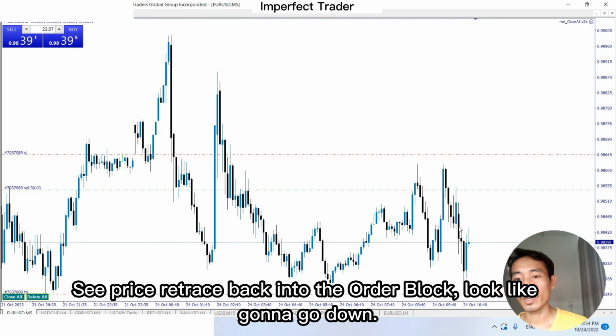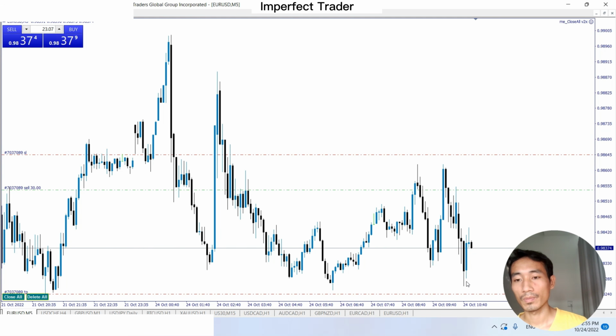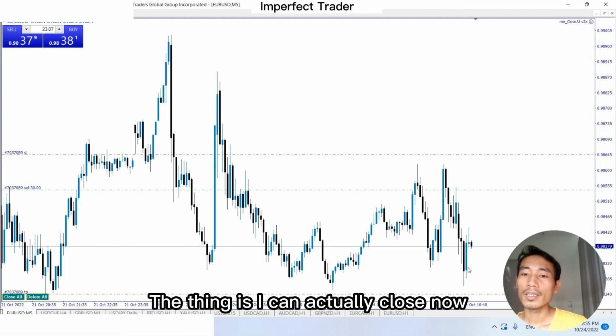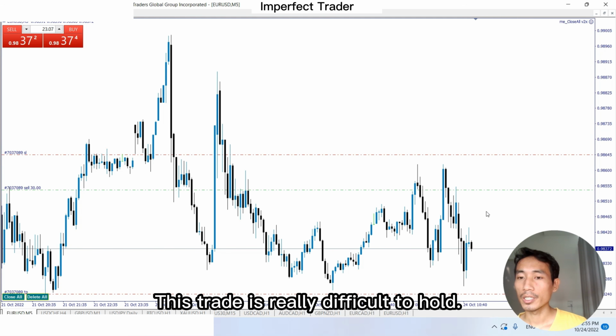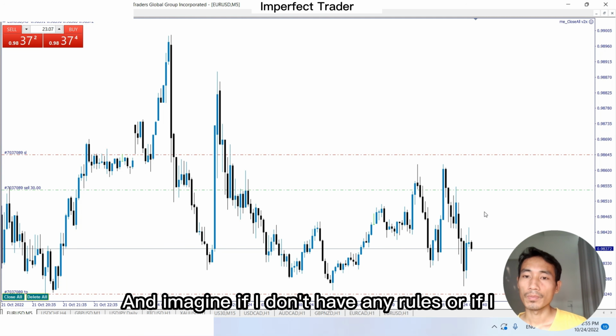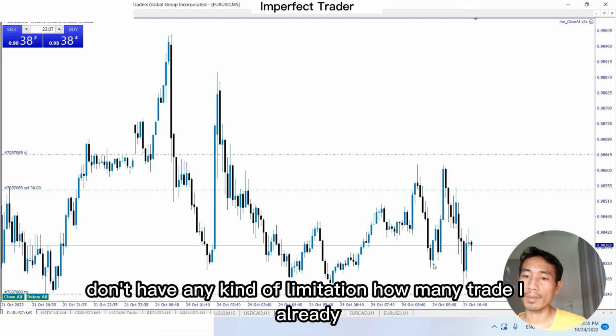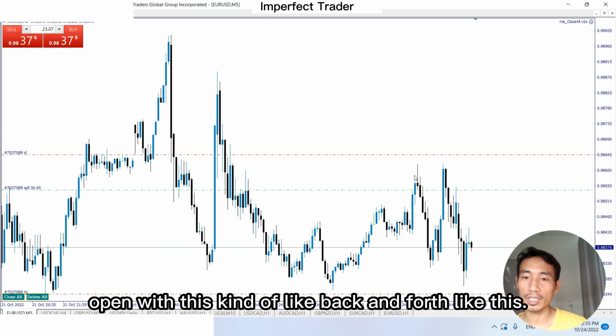See, price trades back into the order block, and yeah, it looks like it's gonna go down. The thing is, yeah, I can actually close now to be in profit, blah blah blah, but this trade is really difficult to hold. And imagine if I don't have any rules, or any kind of limitation, how many trades I would already have opened with this kind of back and forth like this.